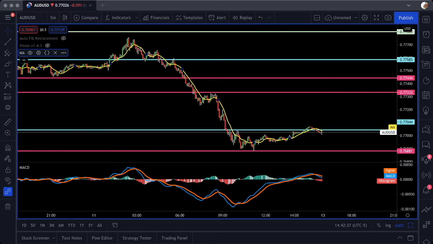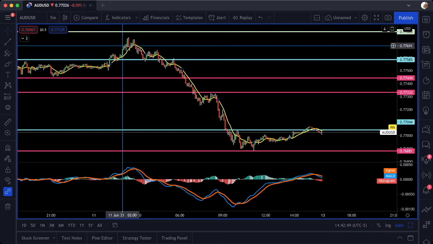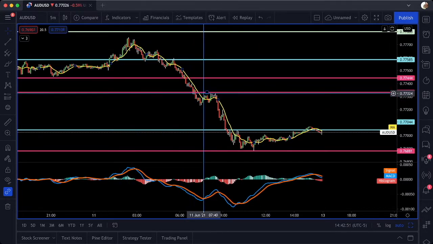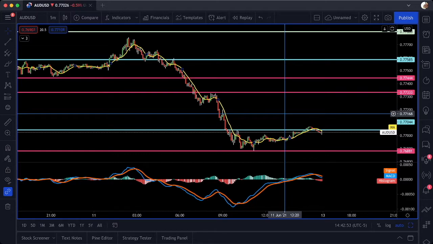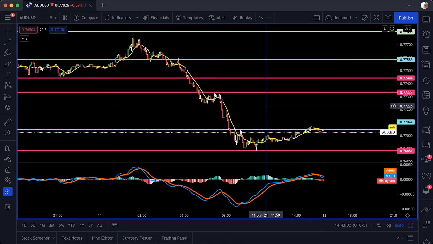This is just going to be a short video on what I see personally to get in and out of a trade. I'll do some with Vision and then some without Vision so that you can apply this across the board. All right, so right now I have up AUDUSD.